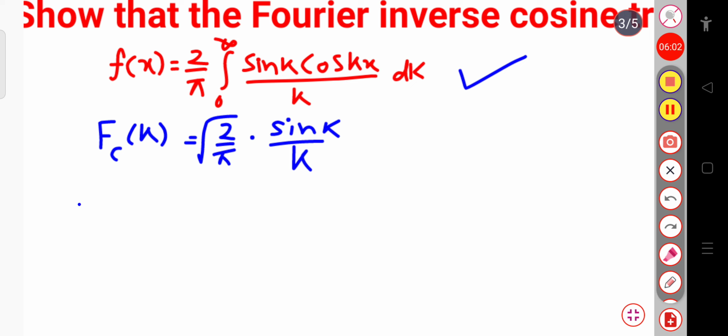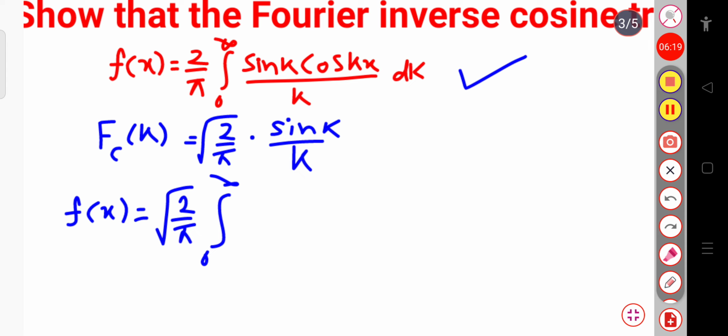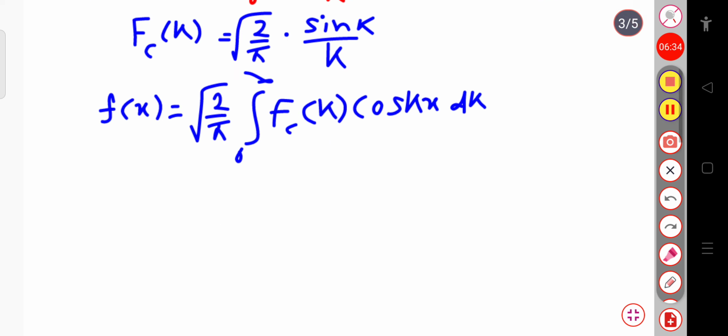We know the Fourier inverse cosine transform, that is f of x, we can write, this is our formula: f of x equal to root over 2 by pi integration over 0 to infinity of the Fourier cosine transform fc of k into cosine kx. Since this is a function of k, here we have to write dk. Okay, this is our formula.